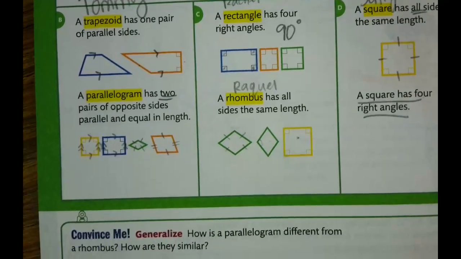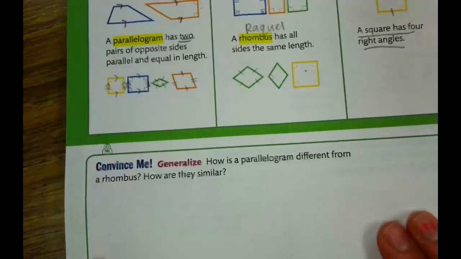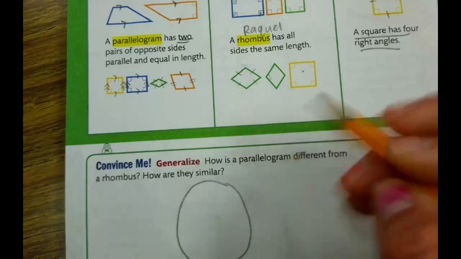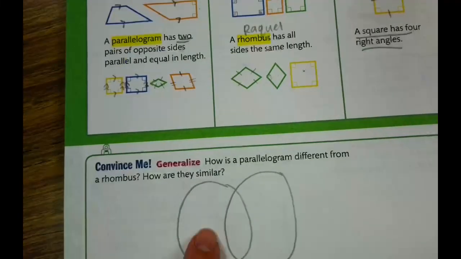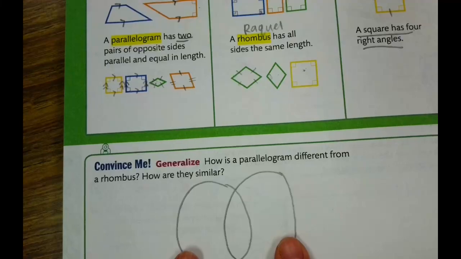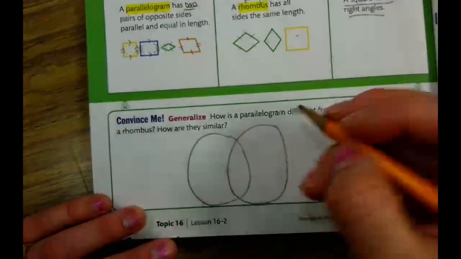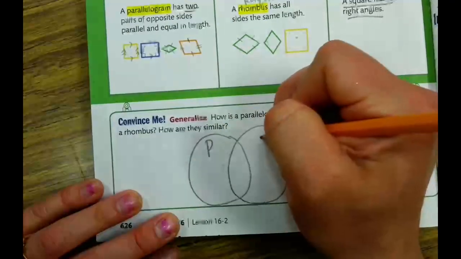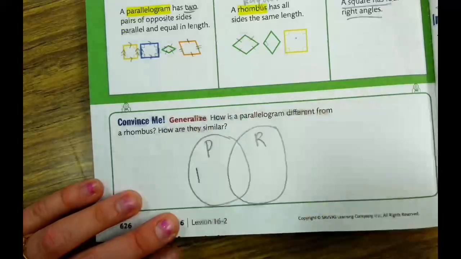But really quickly, in the Convince Me, how is a parallelogram different from a rhombus and how are they similar? When I ask you to compare things, how are they different, how are they similar? Different I'll put on the outside, and similar is on the inside. Let's move this down a little bit. I'm going to say this is a parallelogram, this is a rhombus.